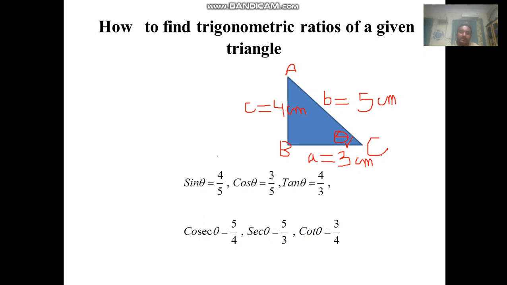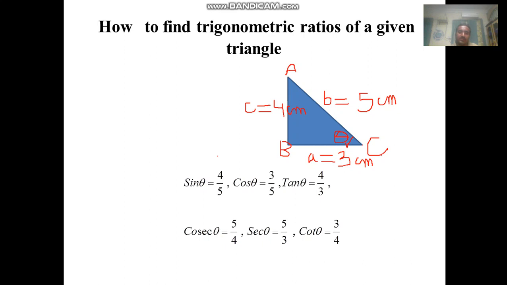Now sin, cos, tan, these are the trigonometric ratios which we are going to find in this triangle. So sin is opposite side upon hypotenuse. Opposite side is 4, hypotenuse is 5, therefore sin theta is 4 upon 5. Cos theta is the adjacent side upon hypotenuse. 3 is the adjacent side length, and 5 is the length of hypotenuse. So cos theta is 3 upon 5.